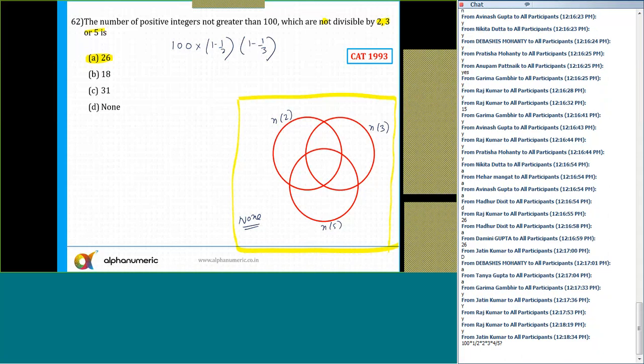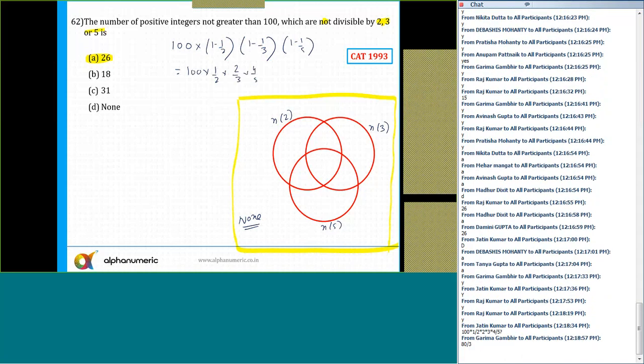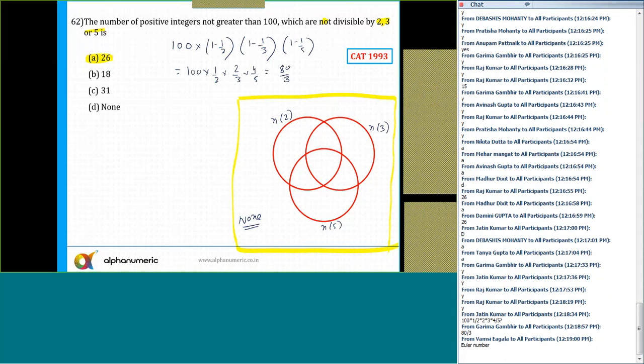And every fifth number is a multiple of 5. So how many of them are not a multiple of 5? 1 minus 1 by 5. So that is into 1 minus 1 by 5. Now this comes out to be what? 100 into 1 by 2 into 2 by 3 into 4 by 5. And that is equal to 80 by 3.